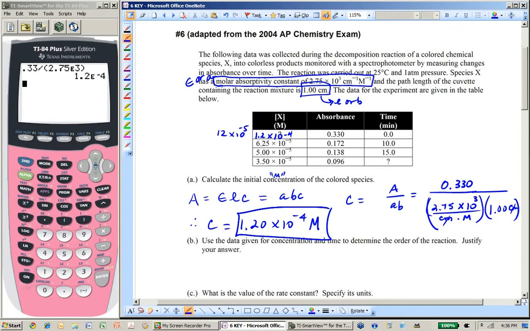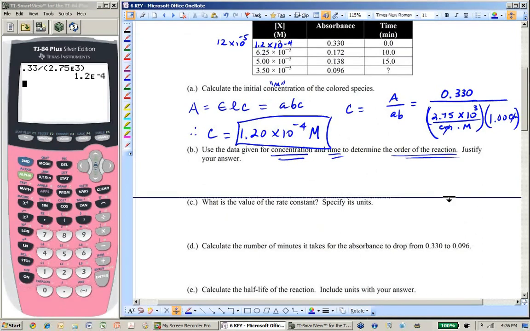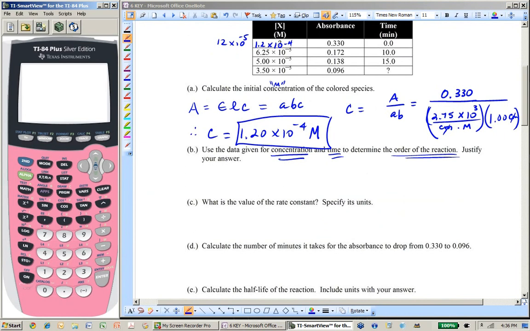Okay, so use the data given for concentration. That's why I let the problem lead you. They just had you solve for concentration so you could use it, and time, to determine the order of the reaction. Well, that makes it concentration, time, data, and you're in the land of integrated rate law, and justify your answer. So, do I have room to write here? Not so much. But let's clear this, and let's set this up.